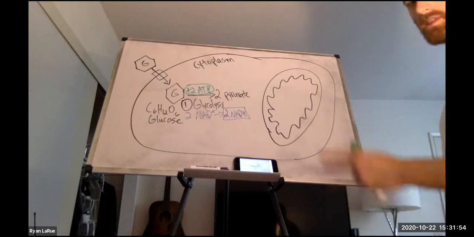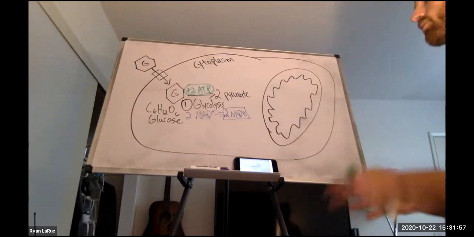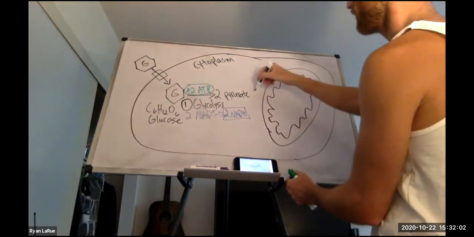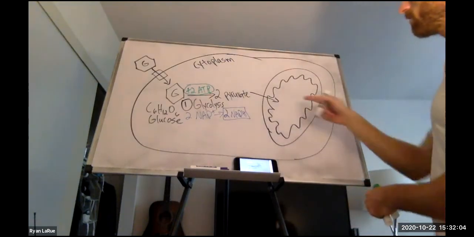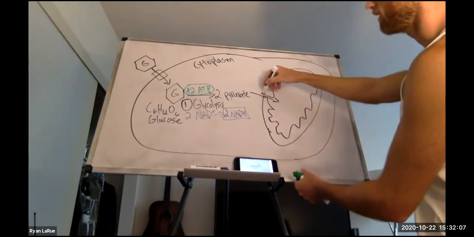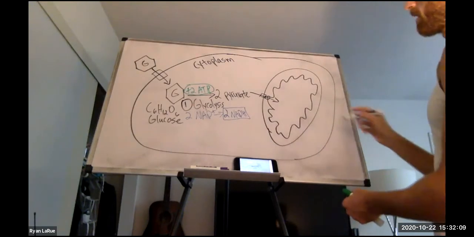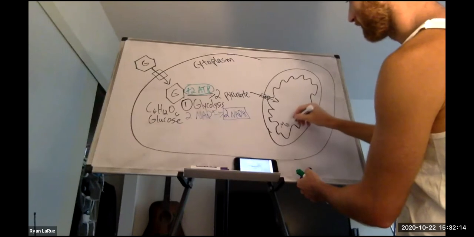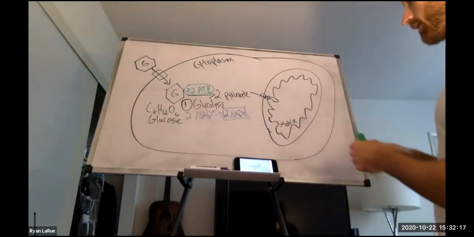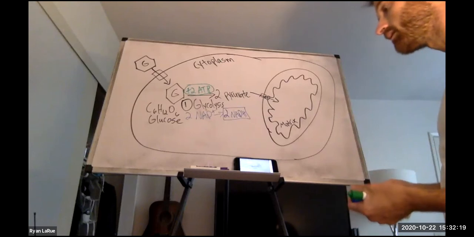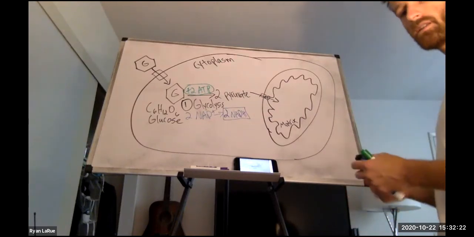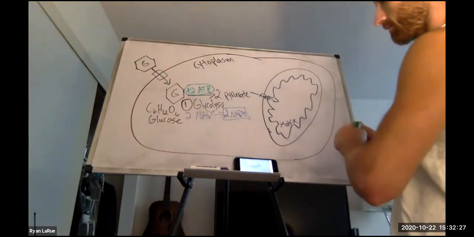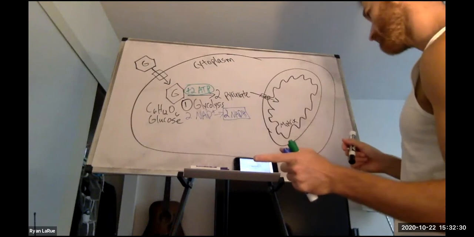Okay, now these 2 pyruvate molecules, these 2 3-carbon molecules, are going to be transported, again through proteins, but I'm just going to draw them straight into the matrix of the mitochondria. So this is our matrix, right? And here, the two pyruvates are going to be converted into two acetyl-CoA molecules, and this is pyruvate oxidation.